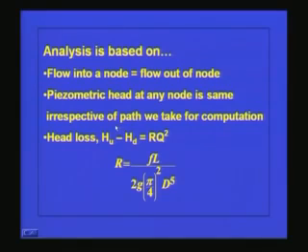Then the third principle is that the head loss in any particular pipeline is equal to RQ square, where Q is the flow rate, HU is the piezometric head at the upstream end, HD is the piezometric head at the downstream end, and R is the resistance factor. If I am using the Darcy-Weisbach equation for calculating the head loss, then R is equal to 8FL by (g pi square D to the power of 5), where D is the diameter of the pipeline, L is the length of the pipeline and F is the Darcy-Weisbach friction factor. I can also use other equations for finding out this resistance.